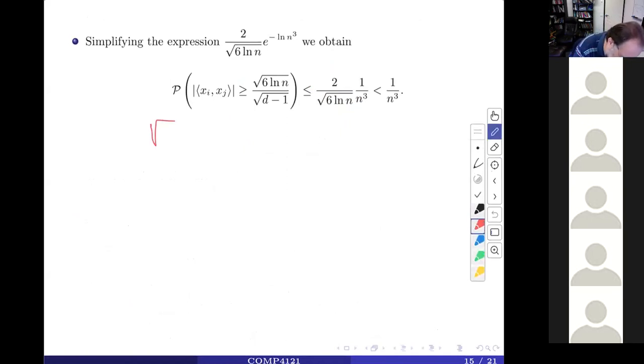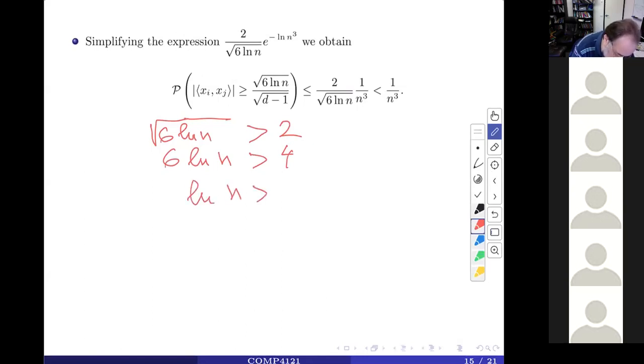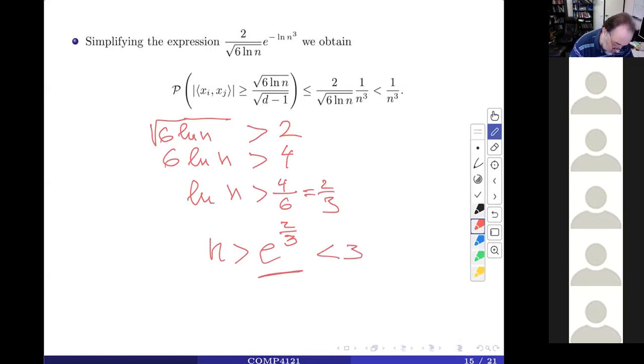Let's see, so you want square root of 6 ln n to be larger than 2. So you want 6 ln n to be larger than 4. So ln n, you want it to be larger than 4 over 6, which is 2/3. And so n should be larger than e to the 2/3. And this is, right, because this is smaller than 3. So for as long as you are taking at least 3 points, this will be smaller than 1. And then you have 1 over n cubed.